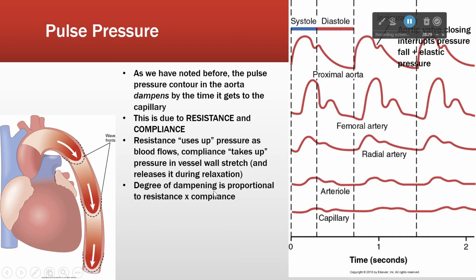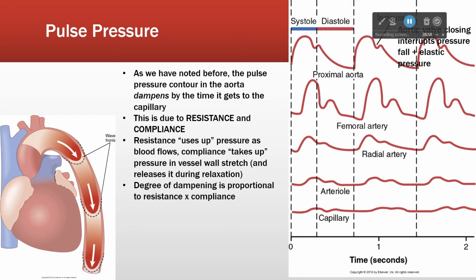So what accounts for this dampening is the fact that our vessels have compliance. So it's actually related to the delayed compliance issue. As we travel through different vessels, the resistance to blood flow that's imparted by the vessels kind of uses up some of the pressure that the heart created.